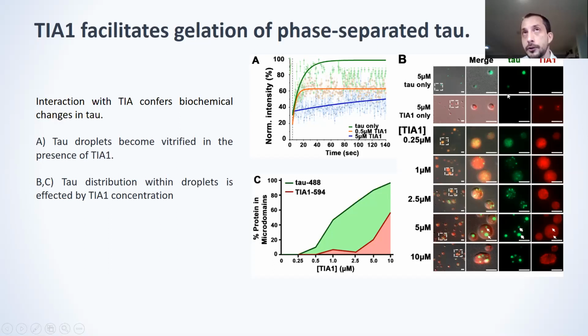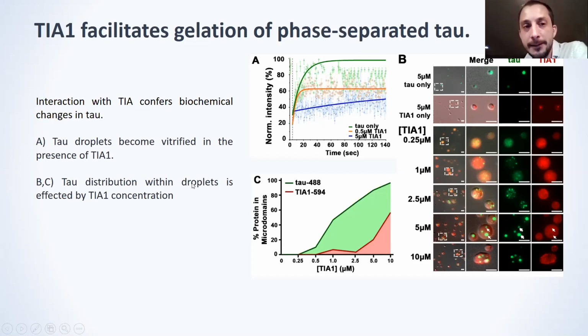If you look microscopically at the changes in the distribution of tau, here we have 5 micromolar tau. These are always labeled in green. And then increasing concentrations of TIA1, in this case labeled in red. When you have low concentrations of tau and TIA, both the tau and the TIA are diffuse within the droplets. But as you increase the concentration of TIA, you redistribute tau into these concentrated microdomains. We've quantified this in a way you can see here.